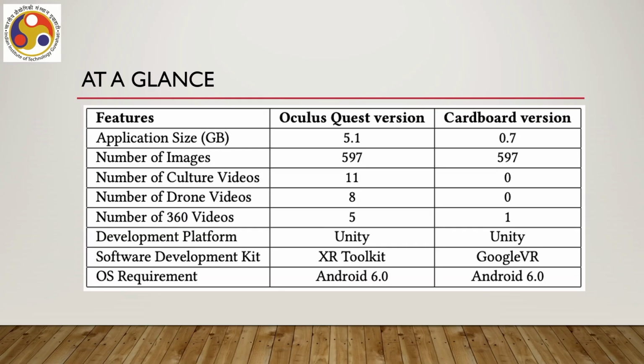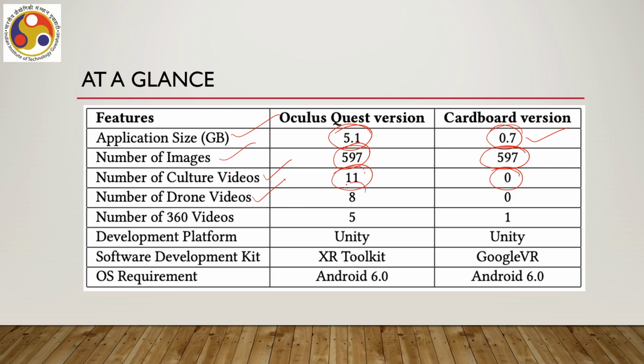Let us have a quick look at the different optimizations we achieved. In the Oculus Quest version the size was 5.1 GB, whereas for the mobile or cardboard version it was 0.7 GB. Number of images in Oculus Quest: all the images, 597. We also used all the images, but in a compressed form, in the cardboard version. Number of cultural videos: it was 11 there, but no such videos were used in the cardboard or mobile version.